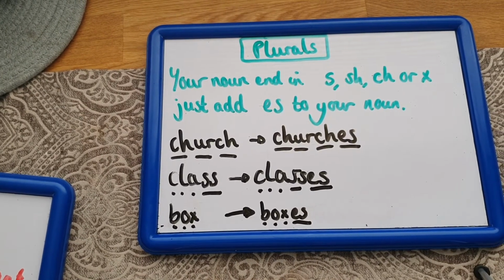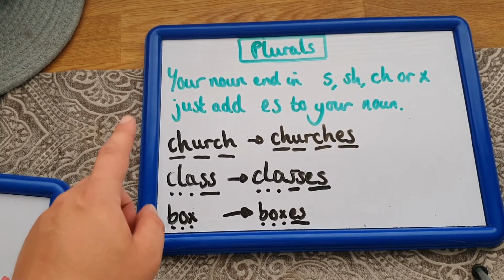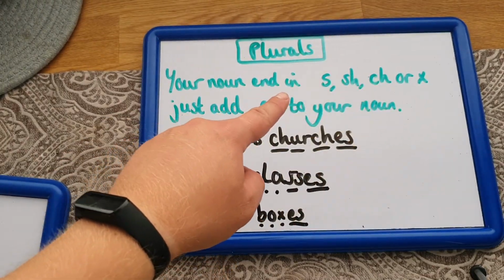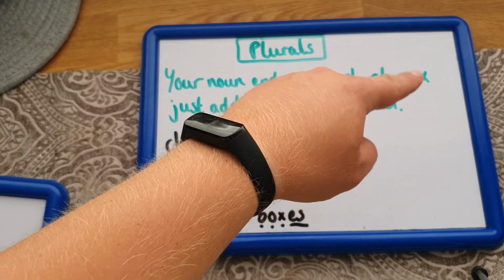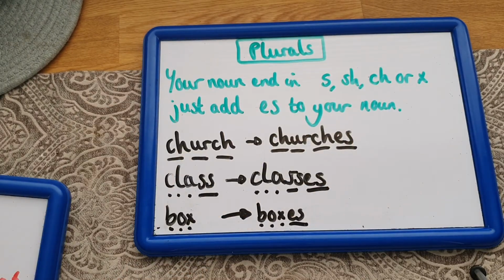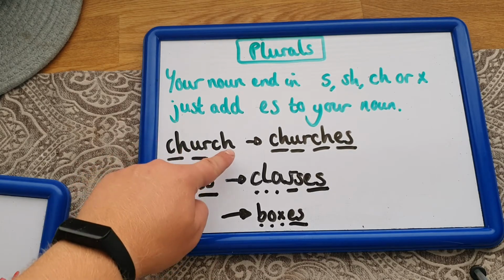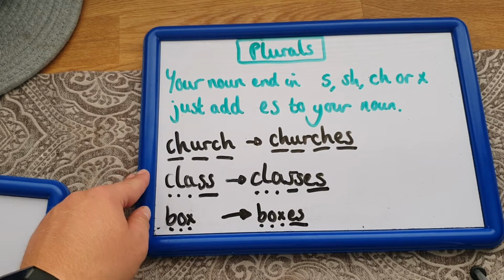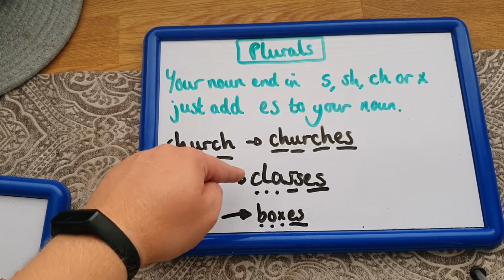Okay, so the first one that we're going to have a look at is if your noun ends in an S, an SH, a CH, or an X. So that's an s, sh, ch, or x sound, okay? Now, all we have to do with those ones is add an ES to the root word. So the root word is the main word where nothing has changed to it. So that's the noun.